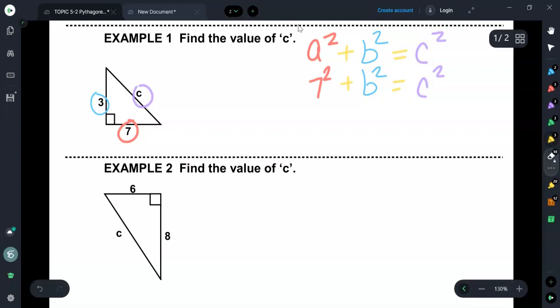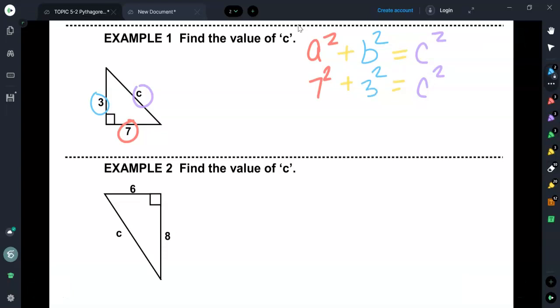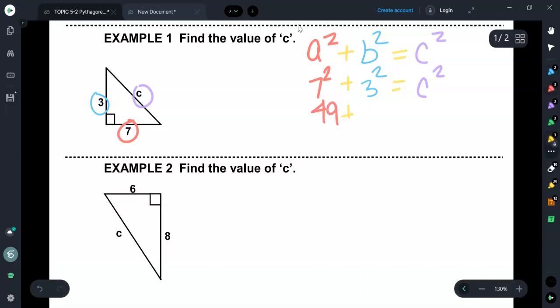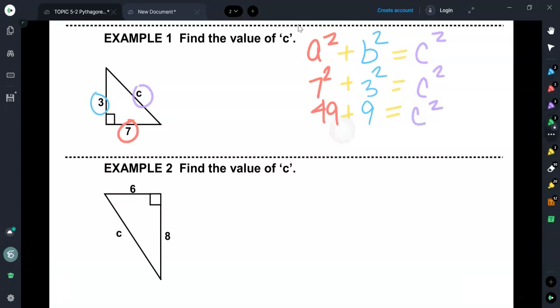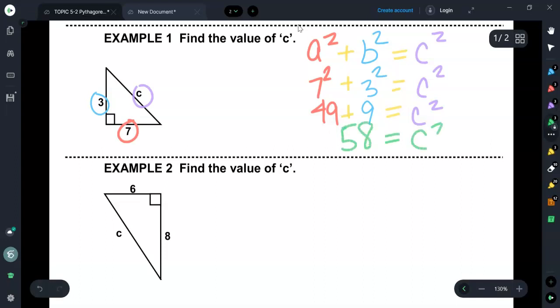And you can look at me, I'm already scatterbrained here. Sorry, let me fix that. That'll be 3 squared. So now, again, calculator math here. I'm going to go ahead and just solve this out. I've got 49 plus 9 equals c squared. And if I combine these guys down here, 49 plus 9, that's 58. And that's equal to c squared.